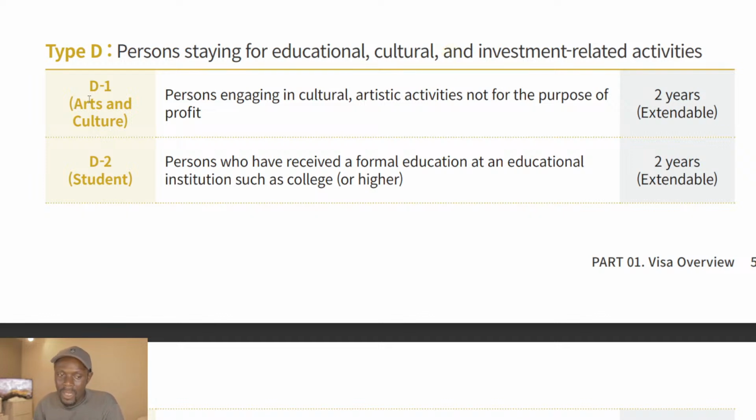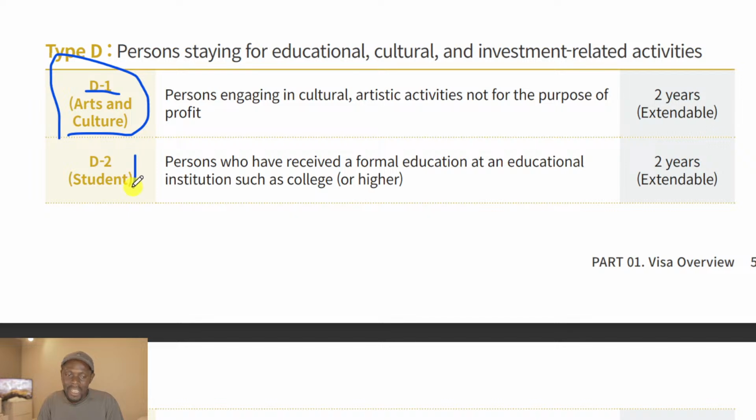You have D1, as it says here. This one is for those who are into arts and culture. So if you're going to Korea not to study but for something that has to do with arts and culture, then this is the visa that will be issued to you right from your home country, as the South Korean embassy in your home country will issue this visa. And then when you get to South Korea, they will give you an alien card that will carry D1.